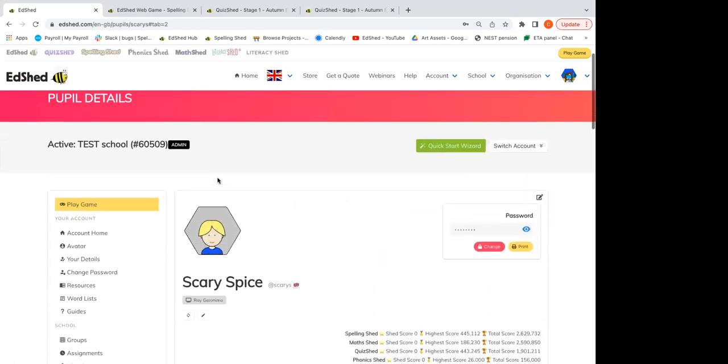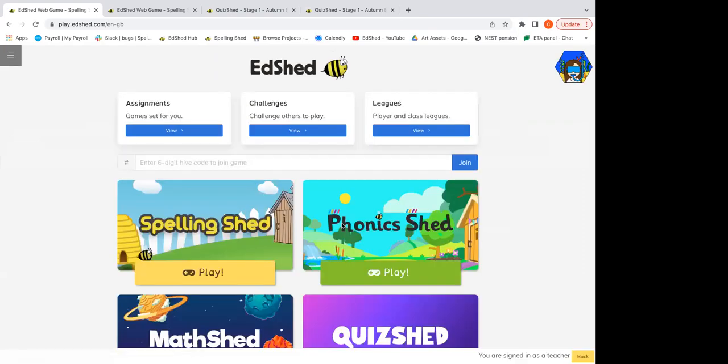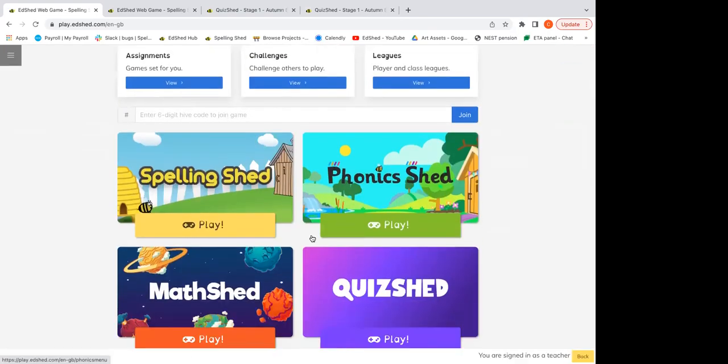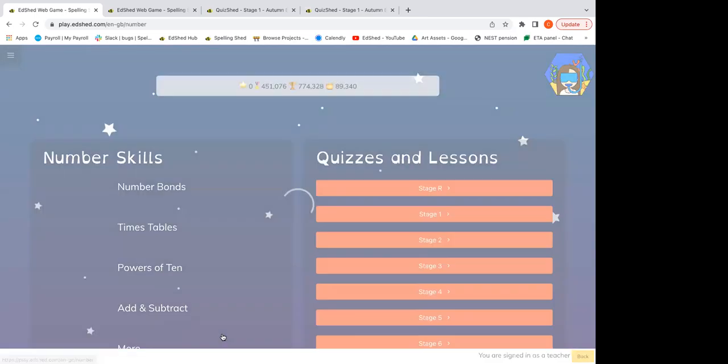If I go into the game screen, which you can do with either of these yellow buttons, and you can do this if you want to get a free trial today. The trial ends after 30 days. You don't have to worry about cancelling it or anything like that. And we go into MathShed.